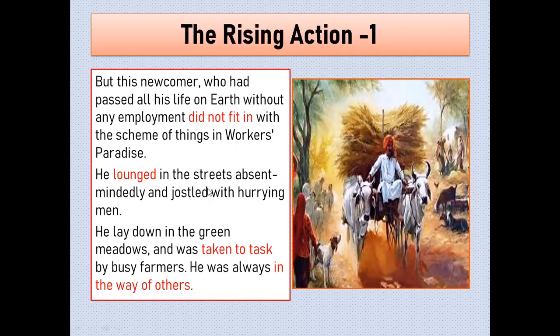And so he lounged in the streets absent-mindedly. He was always coming in the way of others. And as people would hurry by, he would push against them or bump into them. And when he had no peace in the streets of this busy world, he went down to the green meadows and tried to lie down there. But even there, he was taken to task by busy farmers, because they couldn't understand how a person could just while away his time doing nothing important. And this idle man was always in the way of others.